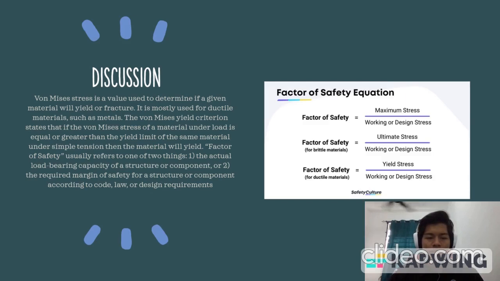So for the equation of factor of safety, as our lab disc brake rotor is made from metal, it is equalized for ductile material. So the equation is factor of safety equals yield stress divided by working or design stress. So that's all from me.